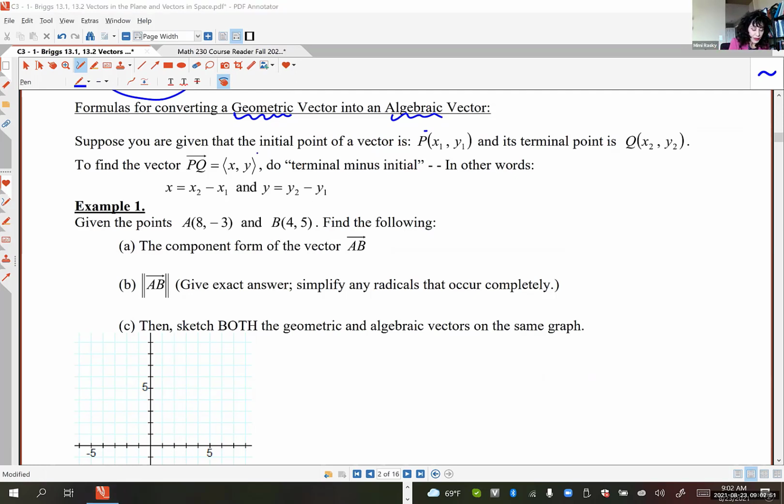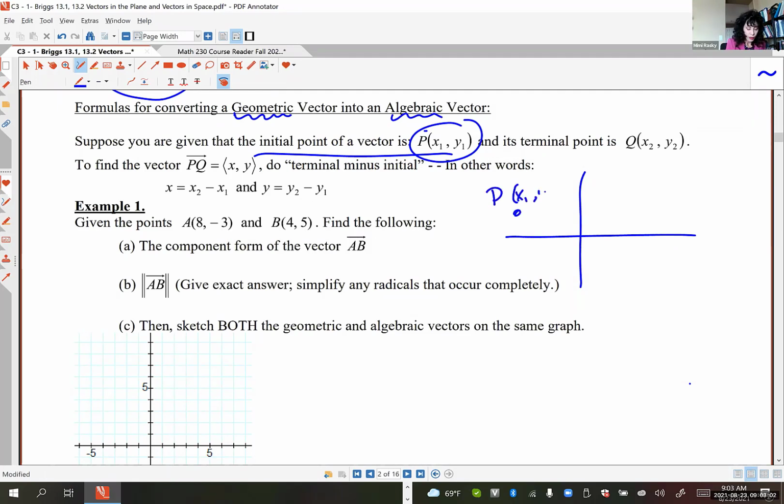Suppose somebody gave you the initial point of your vector and they said, oh, it's point P, (x1, y1). So let's just say, I'm just going to draw something here. Here's P, (x1, y1). Fine. And way over here is Q with some other coordinates, (x2, y2). Okay, let's say somebody wanted you to find the vector PQ. So if I draw PQ, the terminal point has the arrow on it. There's the vector PQ right there.